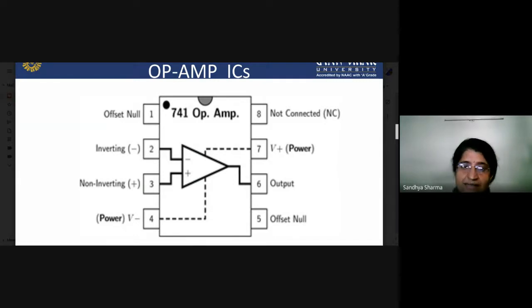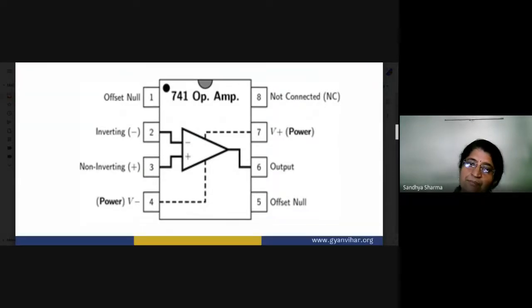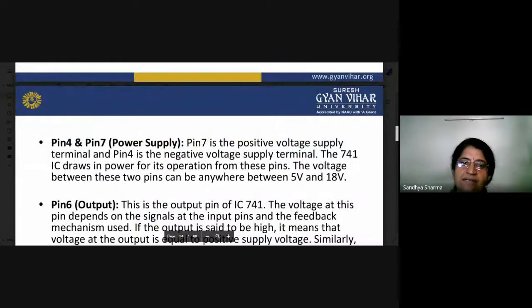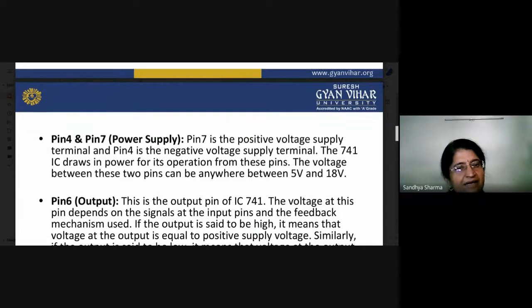So this is the basic. Now we will see the pin configuration one by one. As we have seen, pins 7 and 4 are the power supply, and this power supply varies between 5 volts and 18 volts. This is the basic range in which these two pins are connected.